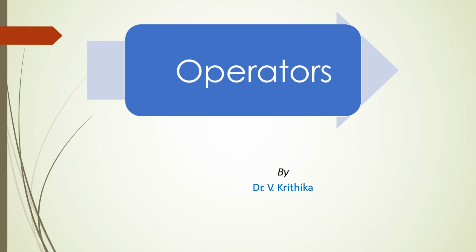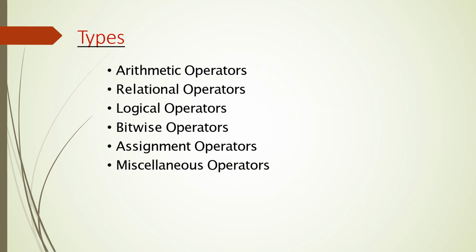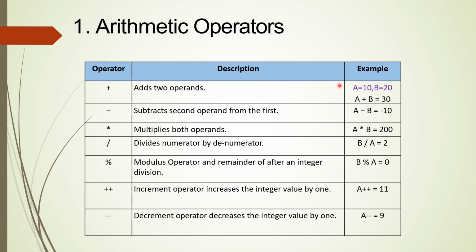Hi all. In this video, I am going to explain the operators that we use in C. Generally, we have these types of operators: arithmetic, relational, logical, bitwise, assignment, and miscellaneous operators. Let us see them one by one.